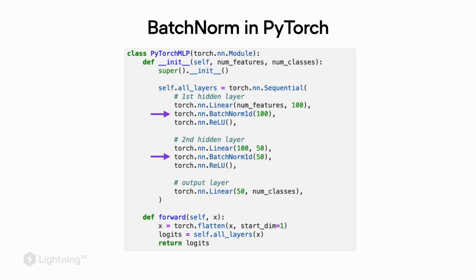Another thing you might wonder about is why we have the 100 here. That's because we have learnable parameters in BatchNorm. We have the betas and the gammas. So here it's 100 because the output of the previous layer is 100 units, so we need 100 betas and 100 gammas.